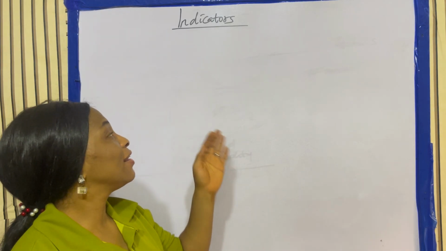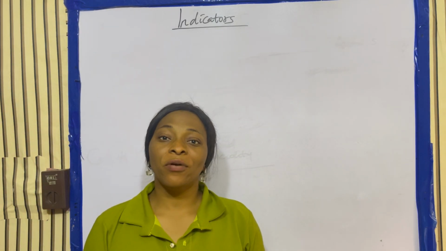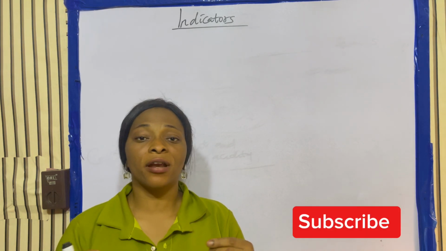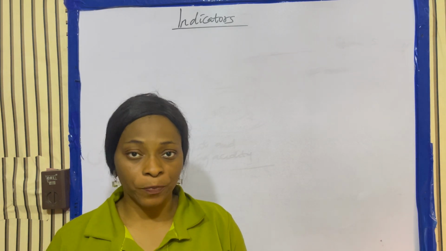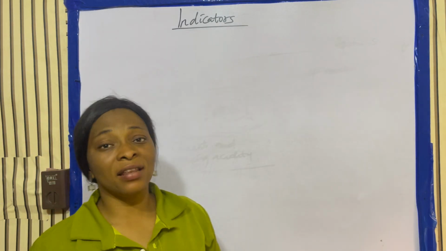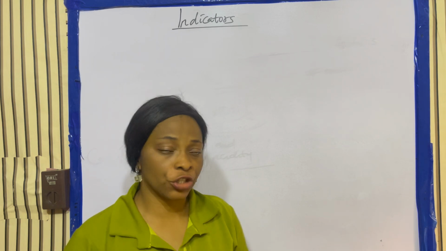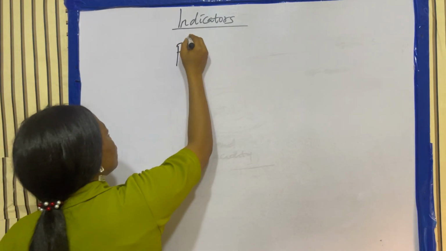Okay, so we look at indicators. Basically, what are indicators? Indicators are organic acids and bases that produce different colors in different media. It is with the help of these indicators that we can measure pH. We can measure the pH of a substance.